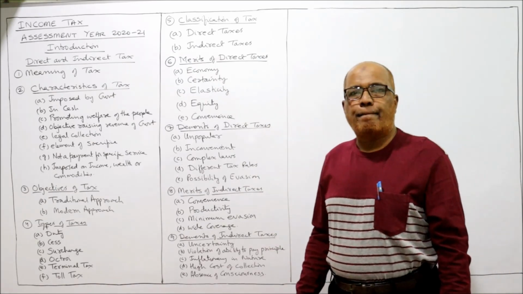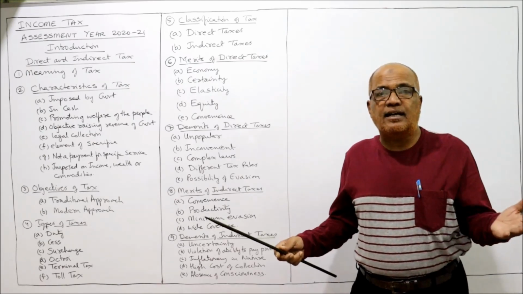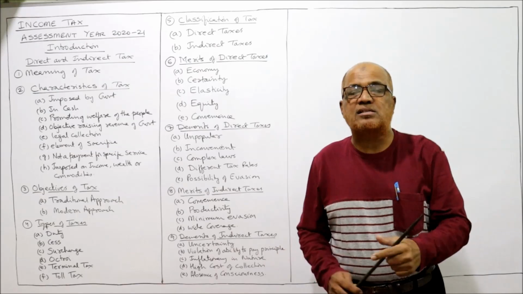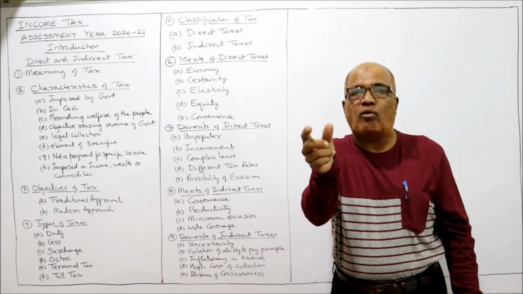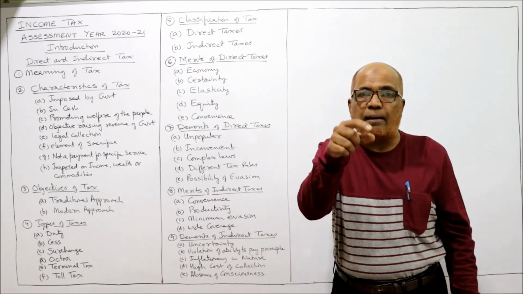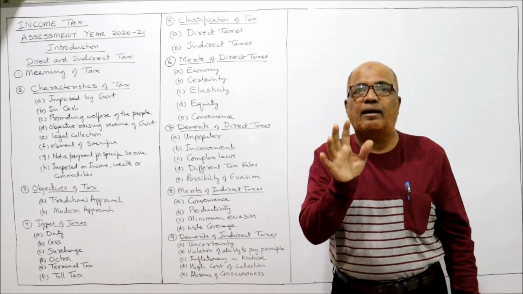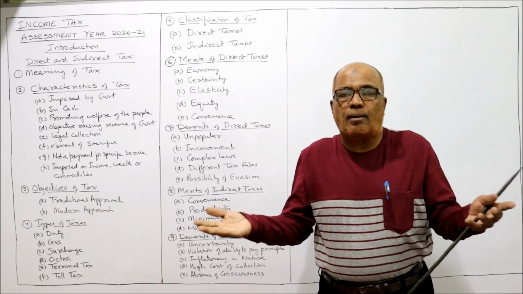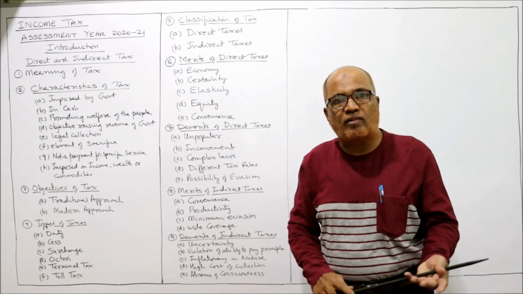Second, certainty. In direct taxes, it is certain. The person who has to pay the direct taxes already knows in advance how much tax he has to pay, what is the date of payment, what will happen if he has not paid the tax on time, and how much penalty will be imposed. So all these things are completely certain. So it is also one of the merits.